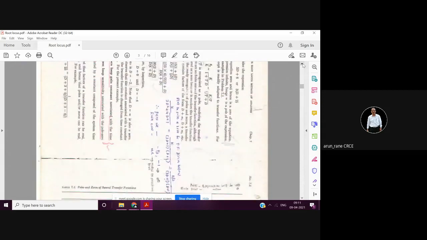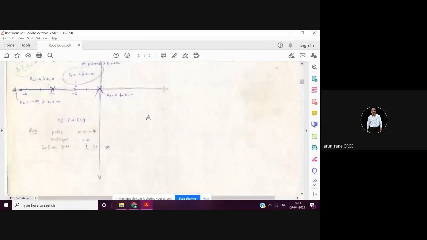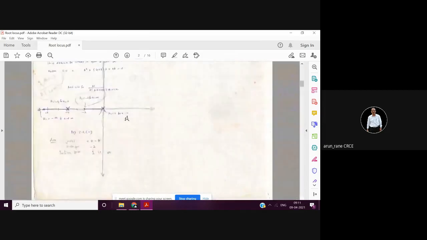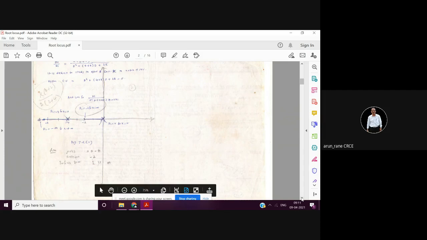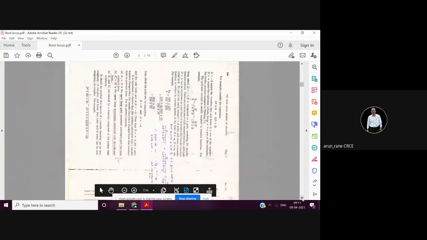How to represent the zeros and poles, I have told you. Poles are represented by a cross and zeros are represented by a circle. So let us go ahead.